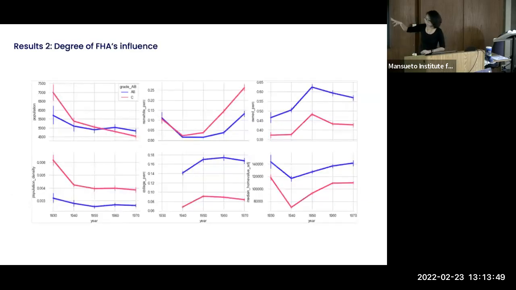So in terms of the results for number two, first, I just want to show what the data looks like when we stratify by grade. This blue line here is census characteristics over time for A and B graded neighborhoods, and this magenta line is the C graded neighborhood. This is between 1930 and 1970. We can see that for the most part, these census characteristics, this is percent home ownership, home value, college education, non-white percentage, are pretty stratified before and during the period.